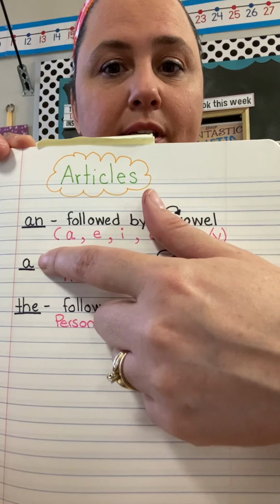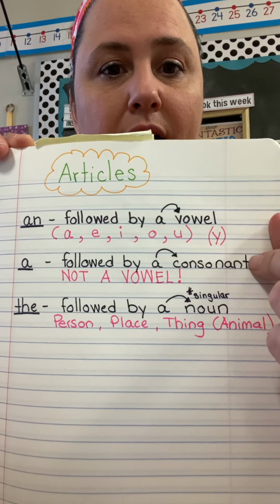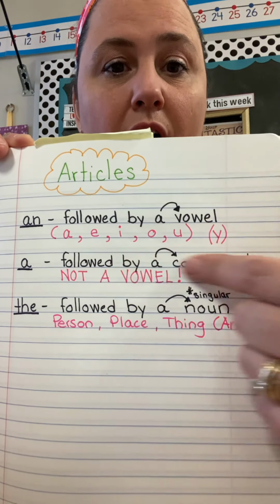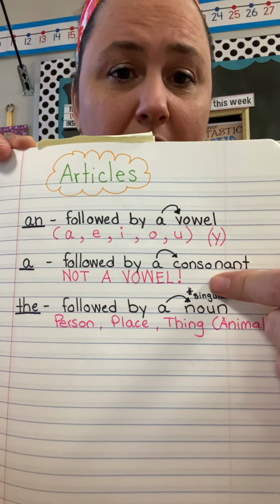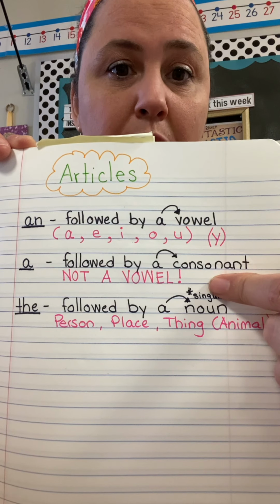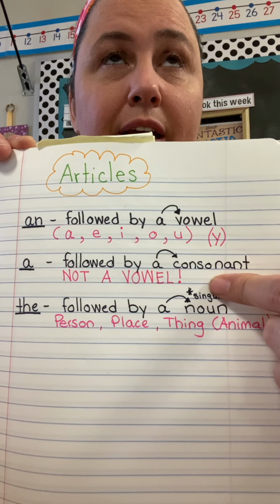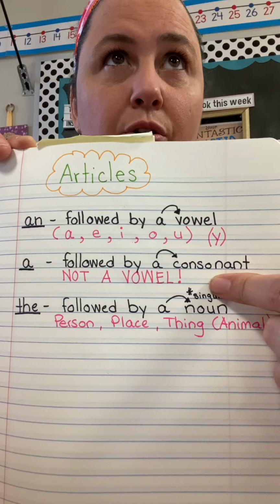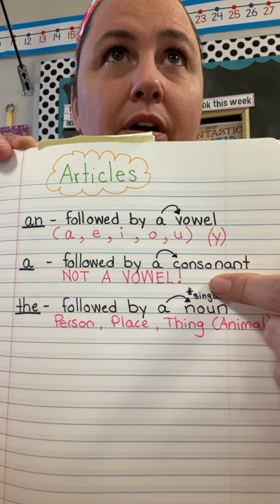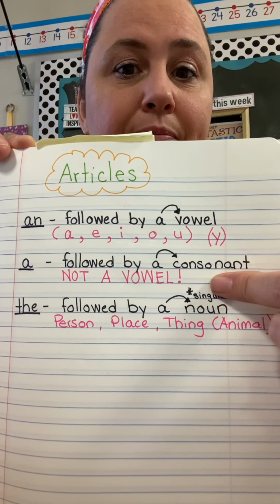So the next article is A. A is followed by a consonant. What is a consonant? Everything that is not a vowel. So if you look at the alphabet chart, okay, it would be what? B, C, D, F, G, H, J, K, L, M, N, P, Q, R, S, T, V, W, X, maybe Y, and Z.